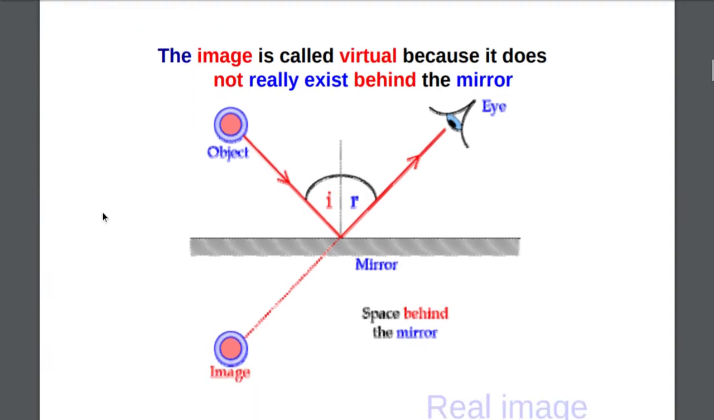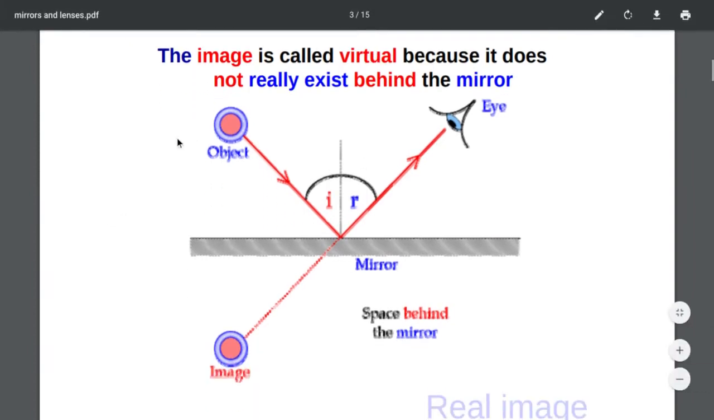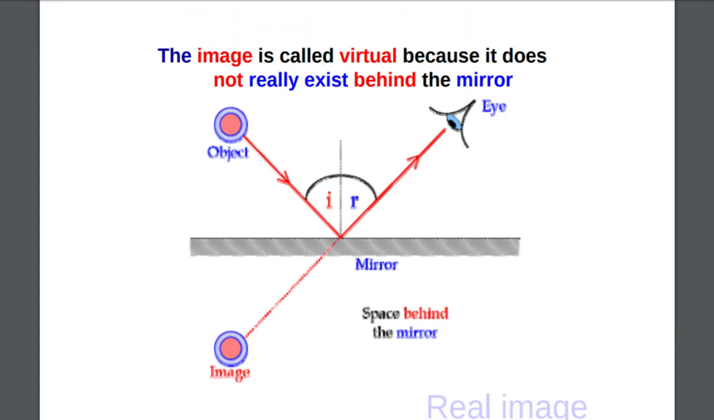The reason we call it a virtual image is because the image that we think we're seeing does not really exist. Okay? It's just all kind of a trick of our eyes.